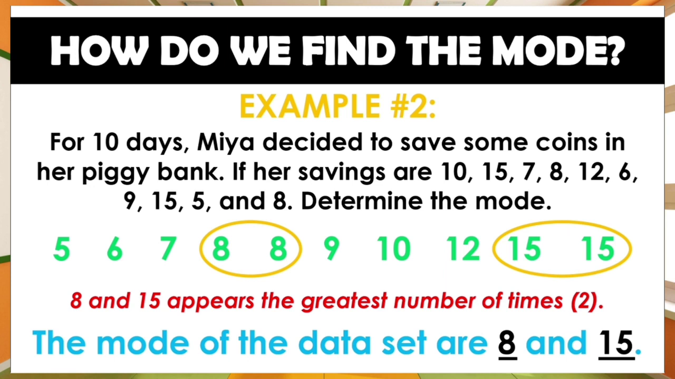Now, what does that mean? How do we interpret that? Since our modes are 8 and 15, we can conclude that mostly Mia saved 8 pesos and 15 pesos in her piggy bank.